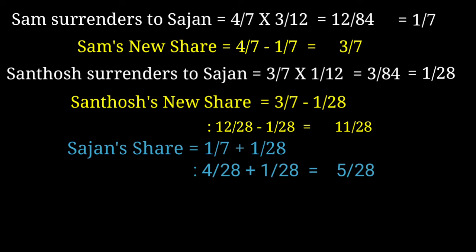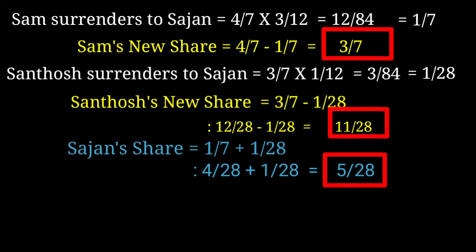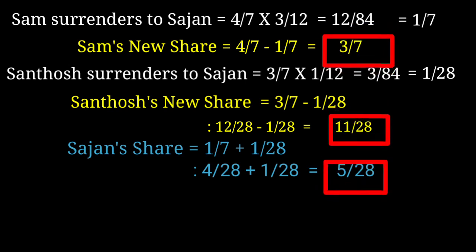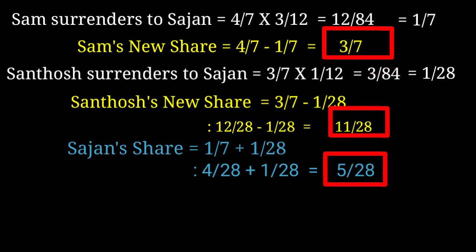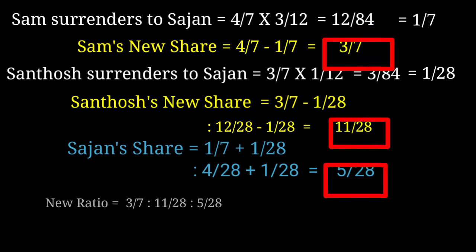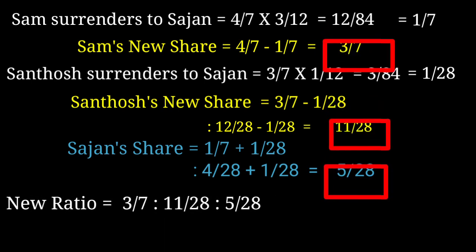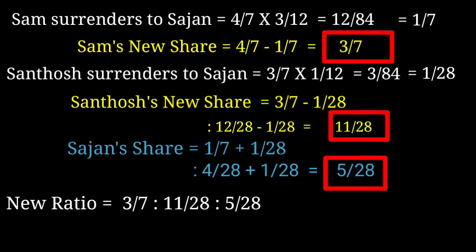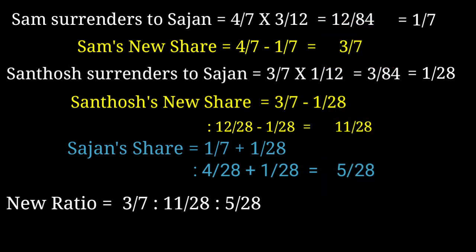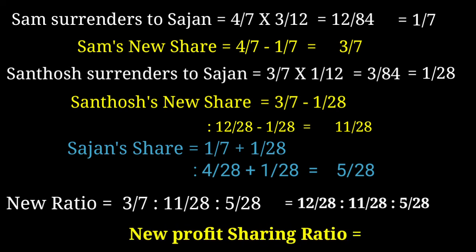Now here Sam's new share is 3/7, Santosh's new share is 11/28 and Sajan's share is 5/28. So we can write our new ratio equal to 3/7 is to 11/28 is to 5/28. Here there is no common denominator. So first we need to calculate the LCM. Here LCM is 28. So we can write 12/28 is to 11/28 is to 5/28. So our new profit sharing ratio equals 12:11:5.